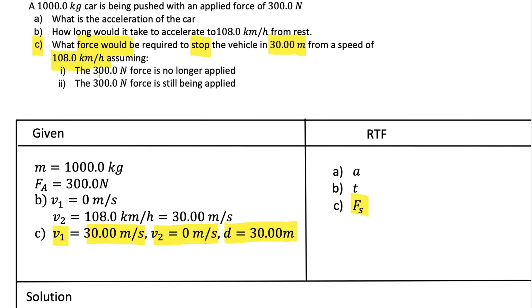But C has two parts. One, we're looking to figure out what the stopping force would be if that 300 Newton force is no longer applied, the applied force in part A and B. And then we're going to do it again when that 300 Newton force is still being applied. So there are two possible ways that we could answer this, and we're going to work with both.